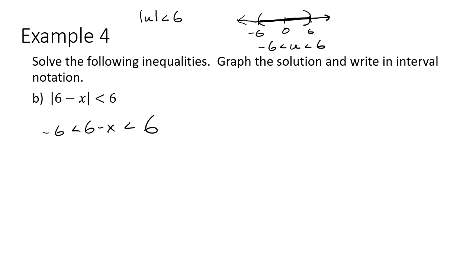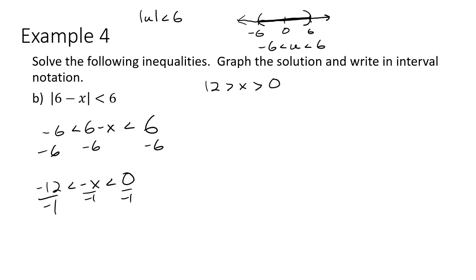An and compound inequality. Now I want to solve for x. So I'm going to start by subtracting 6 from all three parts, which would give me negative 12 less than negative x less than 0. And then I need to divide all three parts by negative 1 to get a positive x. But that's going to flip the signs in the middle. So that would give me 12 greater than x greater than 0. Or if I still want to read it left to right, 0 less than x less than 12.